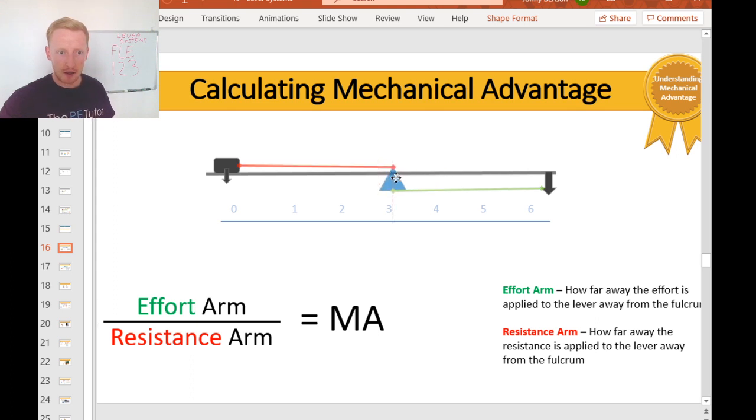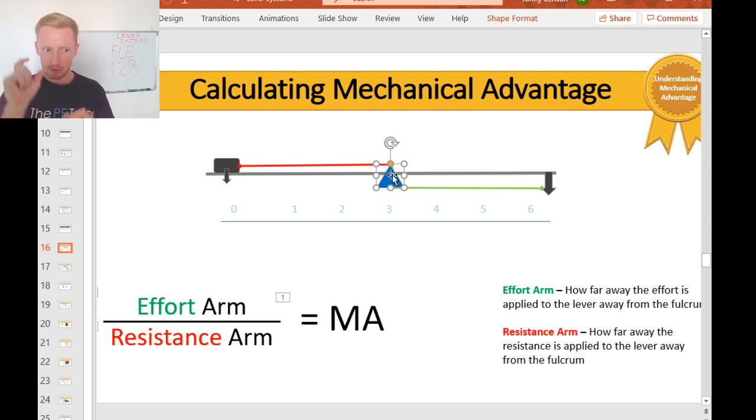If we were to slide it back and it was balanced, about 3 centimeters either side, 3 divided by 3, 1. So whatever force we put in, that's the exact amount of output or resistance we can overcome. Input and output are matched, they're equal.